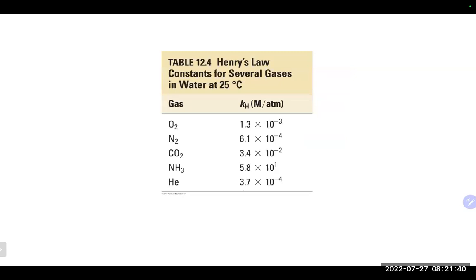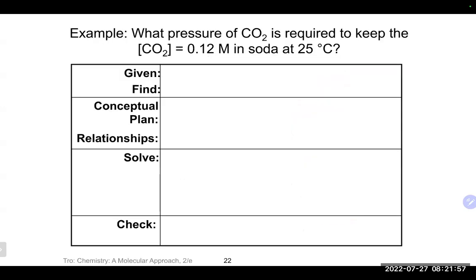Now, this is an example table of Henry's Law constants, which you could look up. Always in a table, you want to make sure you double check the units. But you can see there are different values for different gases, so it is gas specific as to what you would look up. So let's take a look at one. Why don't you try it?